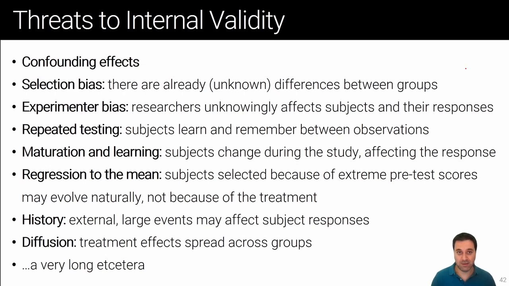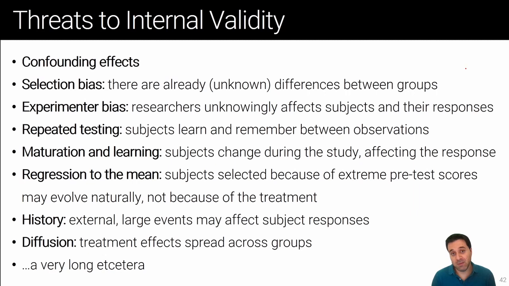There is also repeated testing, in which subjects kind of learn and remember between observations. So let's imagine that you run the same test, the math test, on students, and you always do the same test over and over and over again. Then by the end of the course, it's not that they learned anything, it's that they just remember the answers. There's also maturation and learning, where subjects just change during the study, and that affects the response. So it's not that whatever treatment we are applying actually has a positive effect, it's that they're just evolving in a natural way that leads to an increase in the response, for example, but it's not because of what we're doing, it's just how it was supposed to be in the first place.